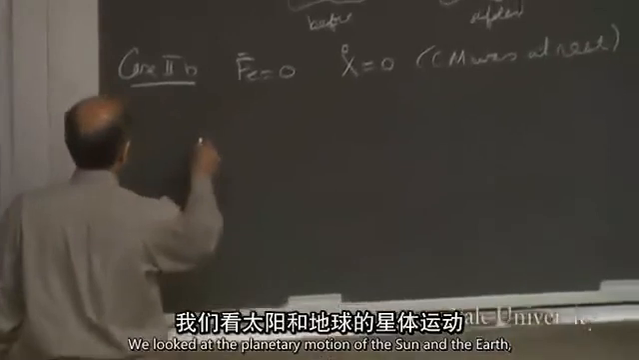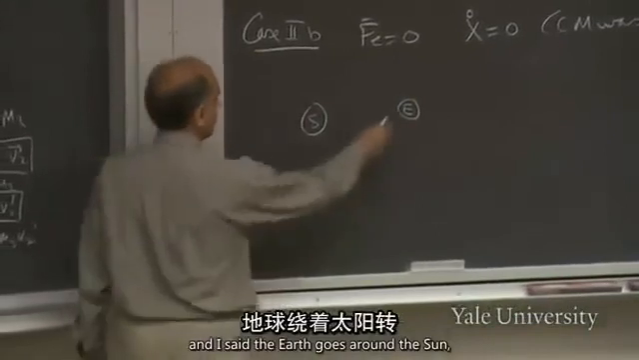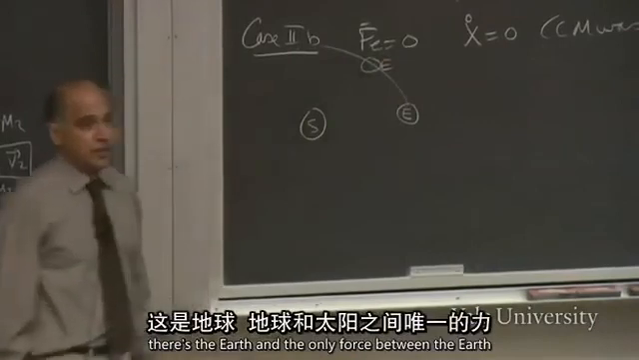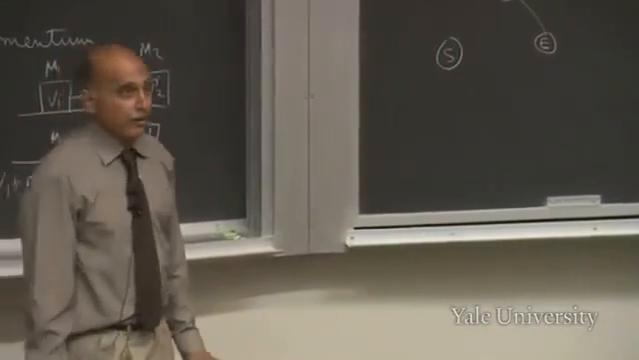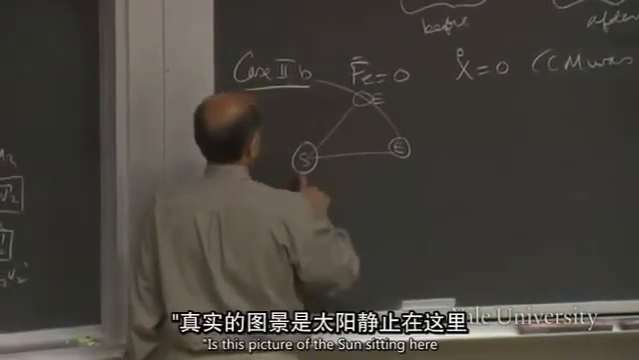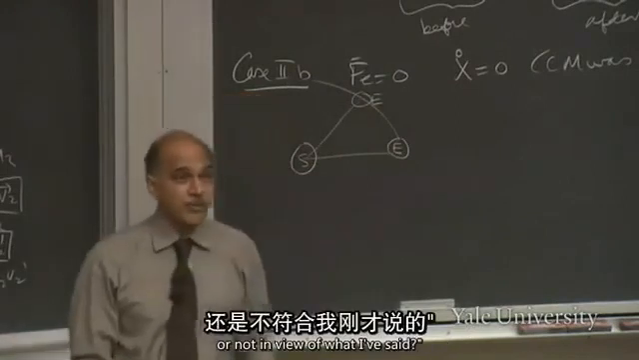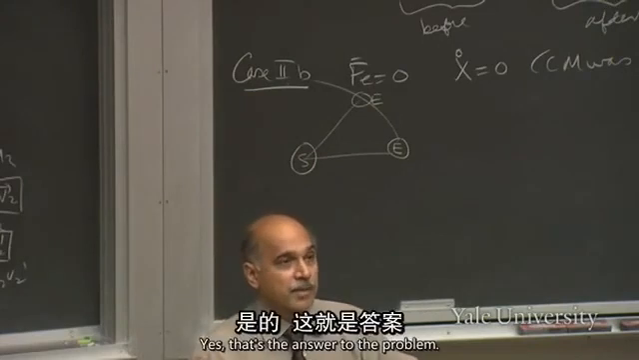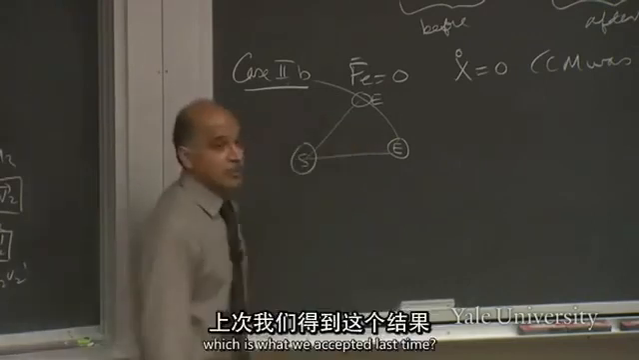We looked at the planetary motion of the sun and the earth. And I said the earth goes around the sun. So let's look at it a little later. That's the earth. And the only force between the earth and the sun is the mutual force of gravitation. Now my question to you is, is this picture of the sun sitting here and the earth moving around acceptable or not in view of what I've said? Yes? The sun and earth revolve around their mutual center of gravity. Yeah, well, that's the answer to the problem. But what is wrong if I just say the sun remains here and the earth goes in a circle, which is what we accepted last time?